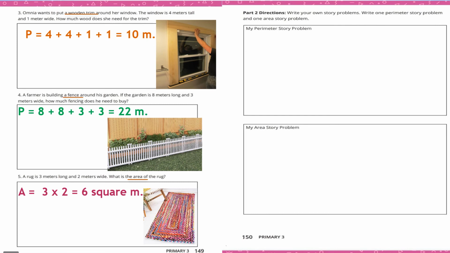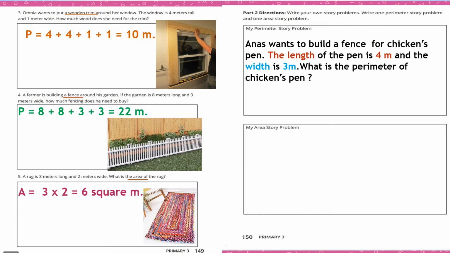Now he wants me to write story problems, one on perimeter and one for area. The first one: Anas wants to build a fence for his chicken's pen. The length of the pen is 4 meters and the width is 3 meters. What is the perimeter of his chicken's pen?